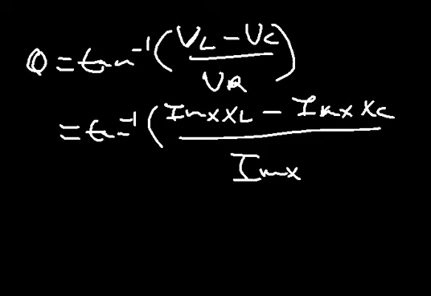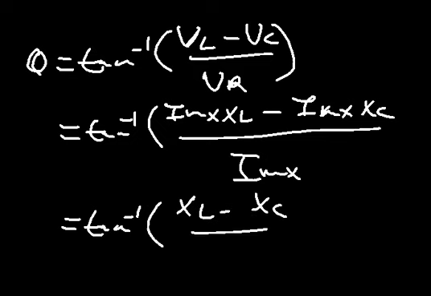And also another formula can be given as this: theta is the tan inverse of XL minus XC divided by the resistance. So this is also another formula for the phase angle. You just have to master it. The angle can be negative or positive, whichever, but that's the formula.